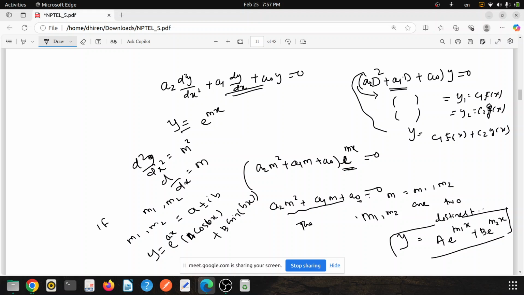Similarly there is another possibility also. If m1 is equal to m2, and that is equal to minus a1 by 2a2, then the solution is y(x) equal to e power minus a1 x by 2a2.